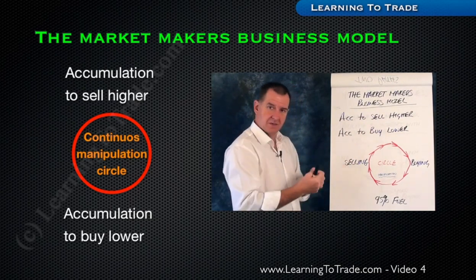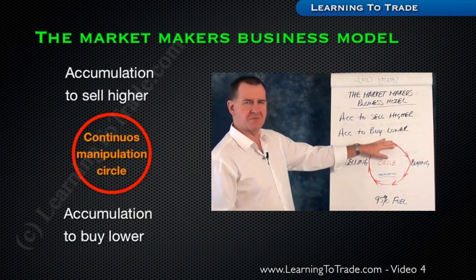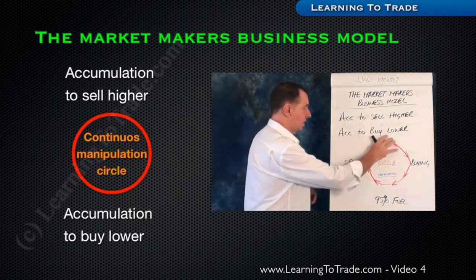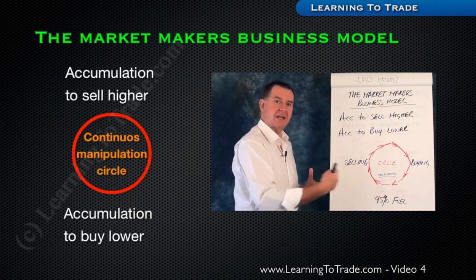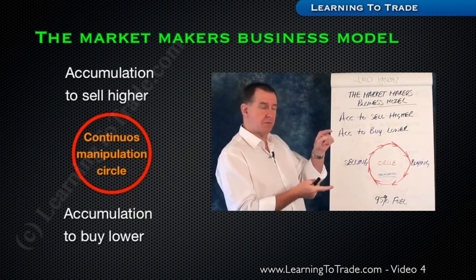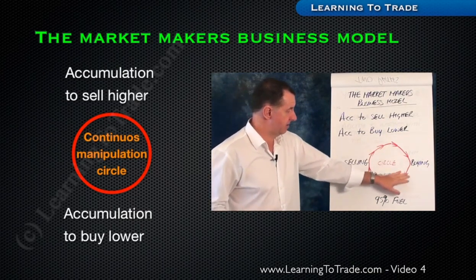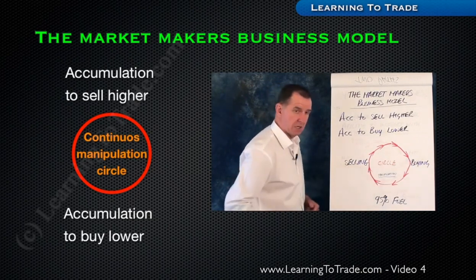Accumulate to sell higher, so you get something in to sell it higher, or they need to accumulate to buy lower. It doesn't seem to make sense, but it does make sense because that's how the business works. You accumulate something to sell at a lower price and buy it back lower, and you've profited from the price difference. So basically we can see that they create a circle. There is a circle of selling and there's a circle of buying.